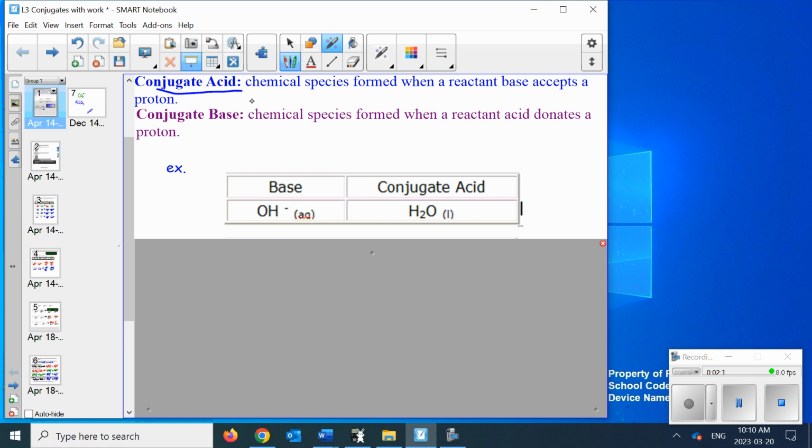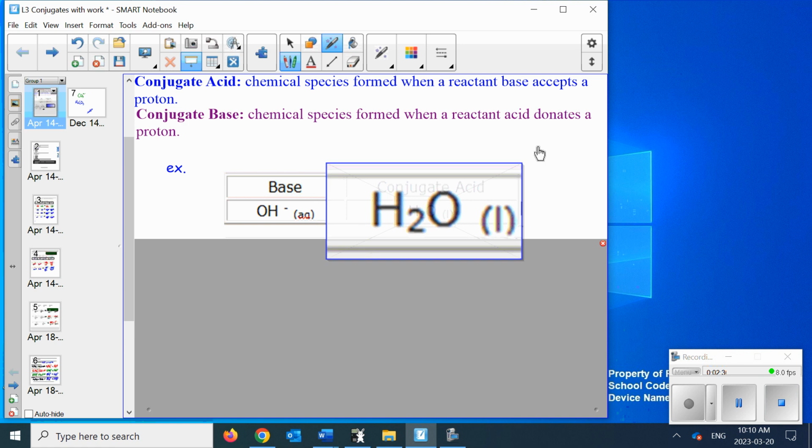So, remind us what we wrote down. Conjugate acid is the species formed when the reactant base accepts a proton. If this is our base, hydroxide, I add an H plus, that's a proton, right? Hydrogen. Add H plus to OH negative. You've got two H's, and there's no charge, positive and negative cancel. Water is its conjugate.